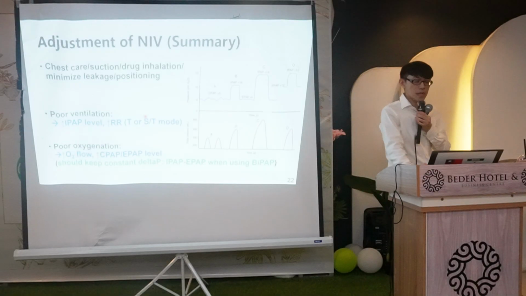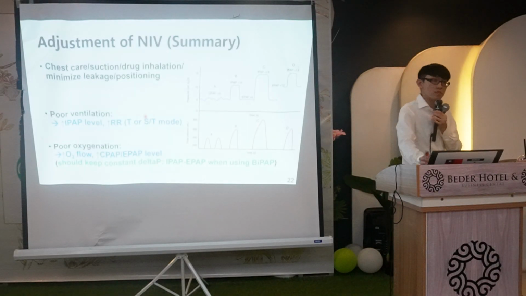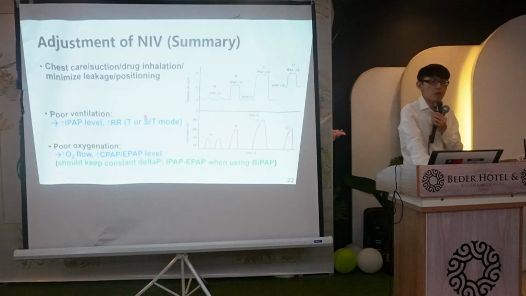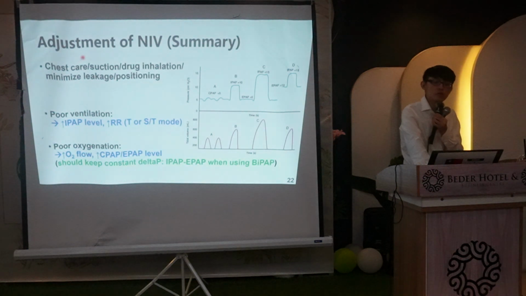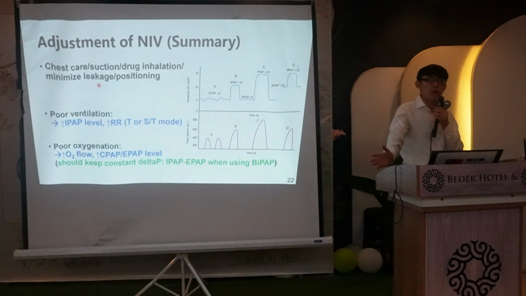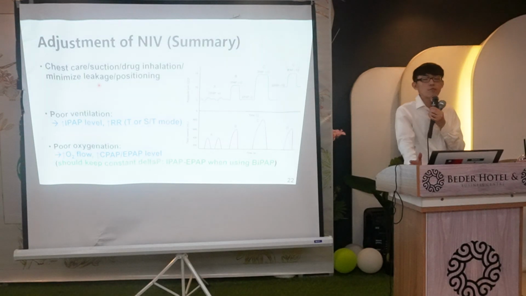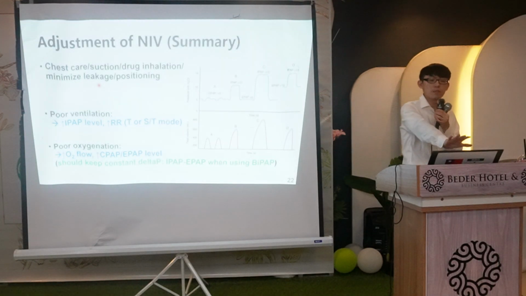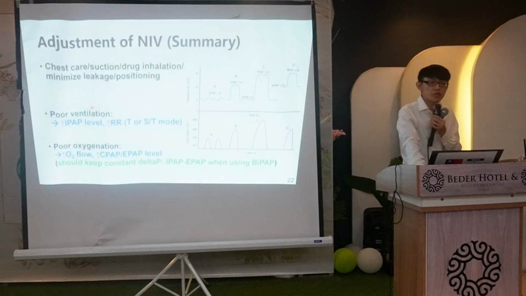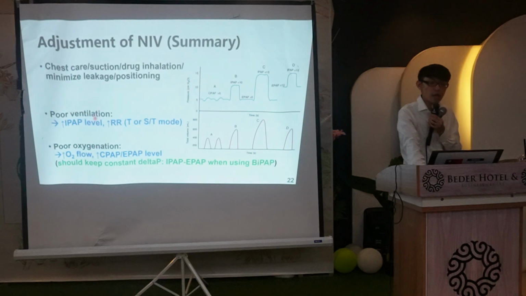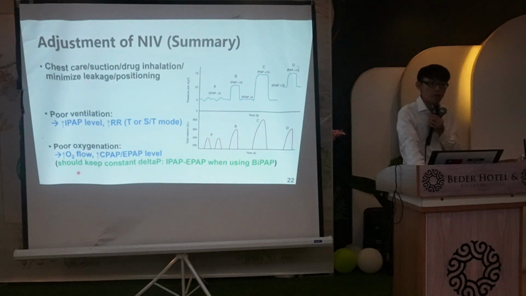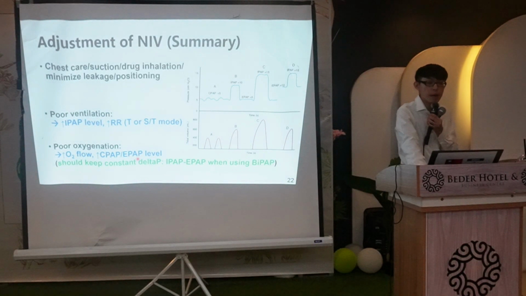Okay, so this is just a summary. If you find a ventilation problem or an oxygenation problem, the first thing you need to do is chest care, suction, maybe you need to drain the inhalation, maybe it's just leakage. You need to reverse this condition first. Maybe you don't need to adjust any parameter, just reverse the above conditions. And if the ventilation is still poor, you can increase the IPAP level or increase the respiratory rate. If the patient has poor oxygenation, increase the O2 flow or CPAP or EPAP level in BiPAP mode.